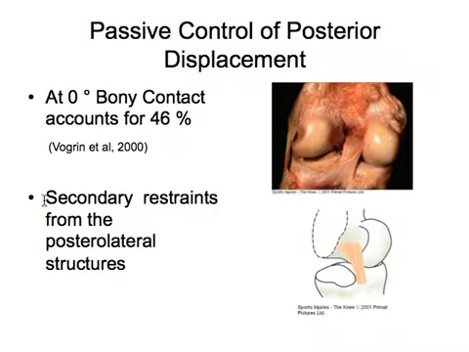The other secondary restraints are really the posterolateral structures of the knee. So this is lateral here on this knee, and the meniscus, there's a meniscofemoral ligament here you can see, and then the capsule that would normally cover this also helps restrain posterior glide.